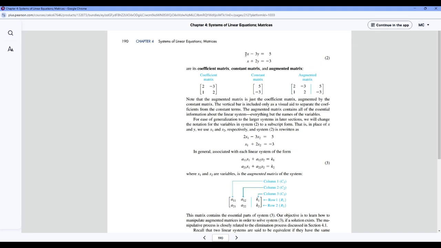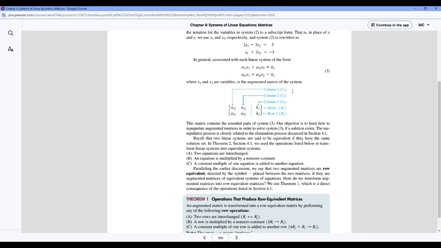Here's an example. For example, if I have 2x minus 3y equals 5, and 1x plus 2y equals negative 3, we can focus on the left side of the equation where my coefficients are 2 and negative 3, 1 and 2, and the equations are equal to 5 and negative 3. We can have this augmented matrix, which is a 2 by 3 matrix, and we can have the calculator solve matrices for us.